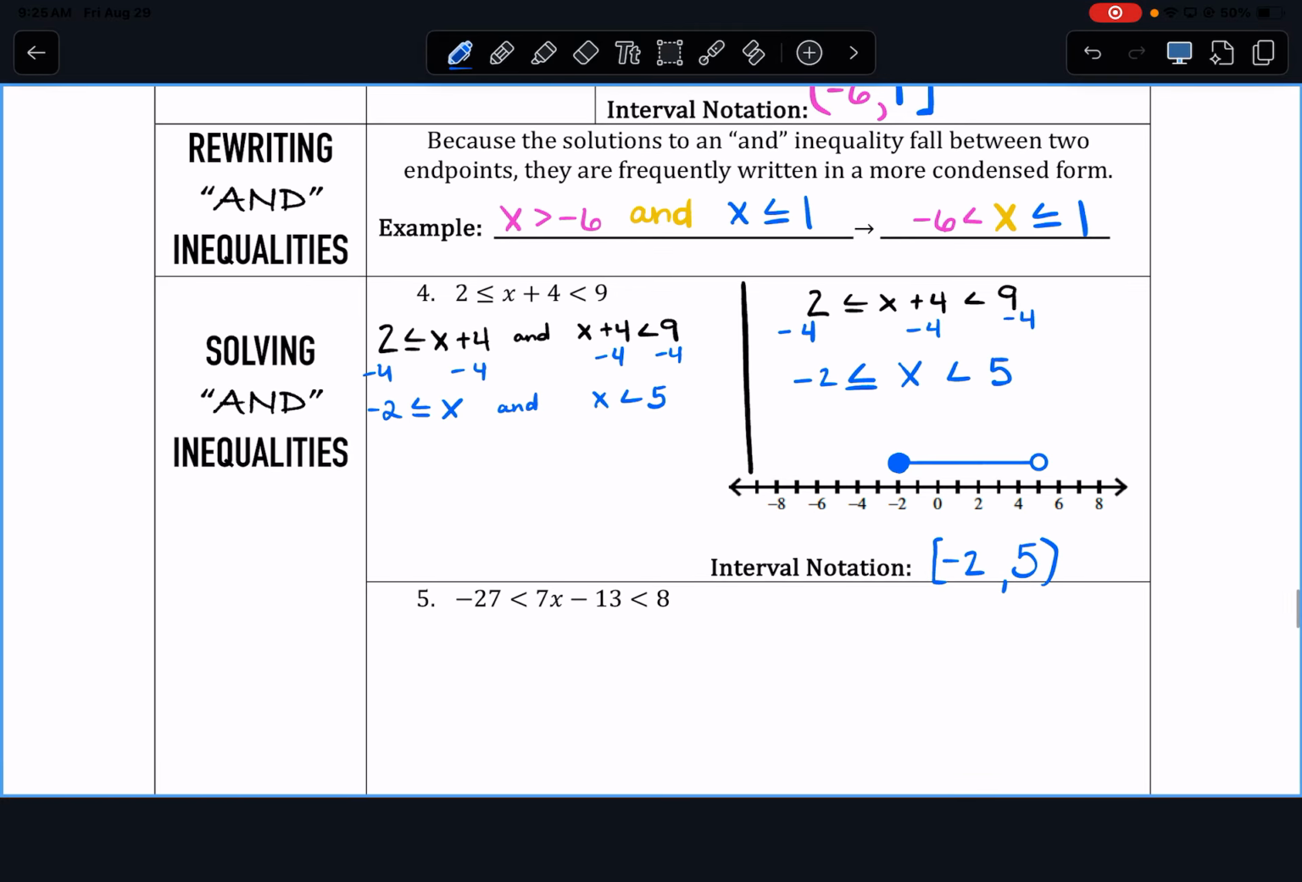But I honestly like and inequalities the best just because I think graphing them is the easiest. Putting their inequality notation is the easiest. And I feel like it's less work than or inequalities for some reason in my brain. I just like the and ones. But both are very easy and very straightforward. So let's go ahead and look at number 5.